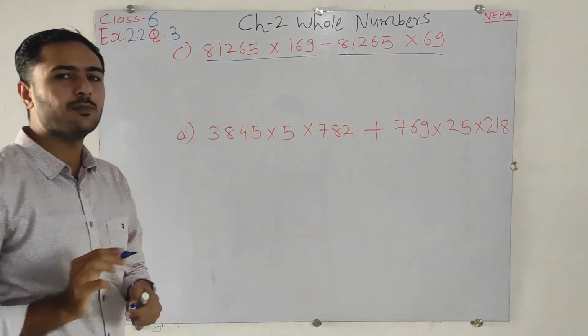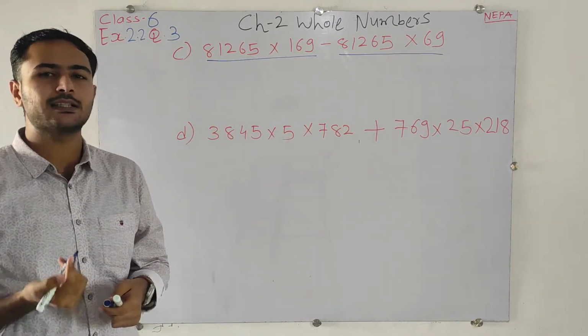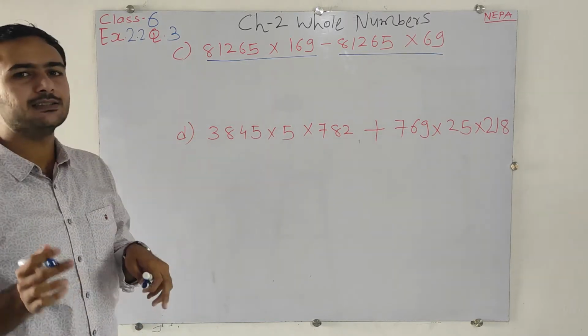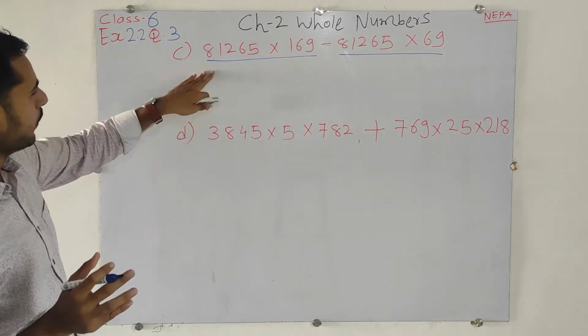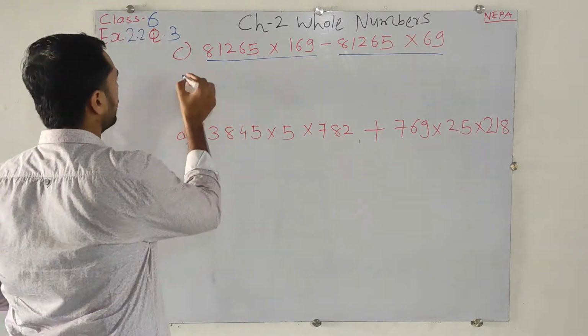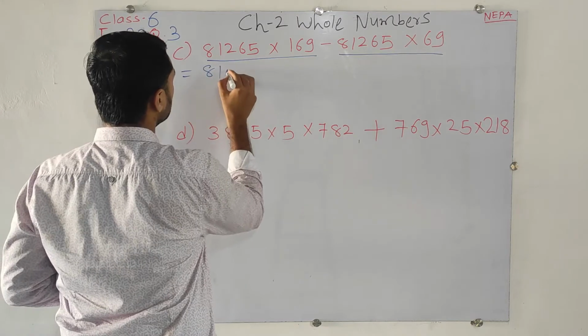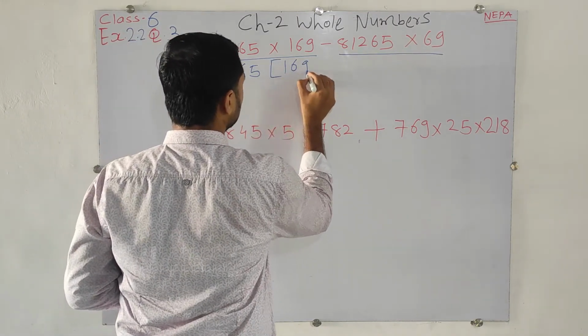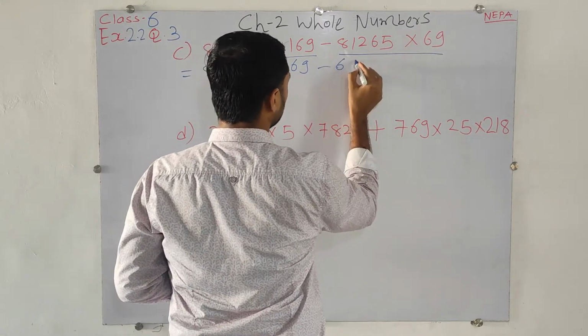Okay, so how many terms are there? Total 2 terms are there. Now we have to just take the numbers. The common one is 81,265. So take it out. So that will be 81,265 bracket 169 minus 69.